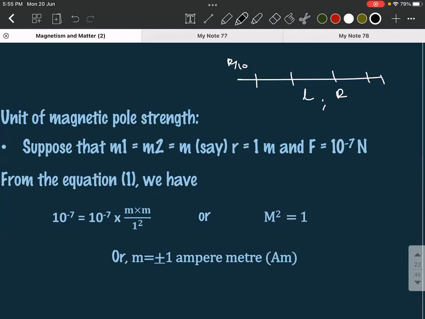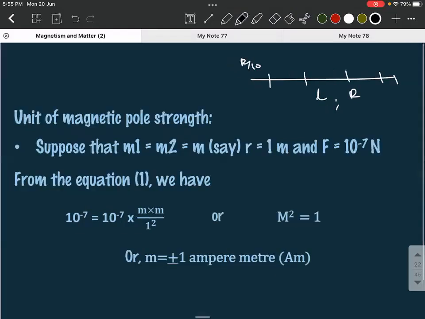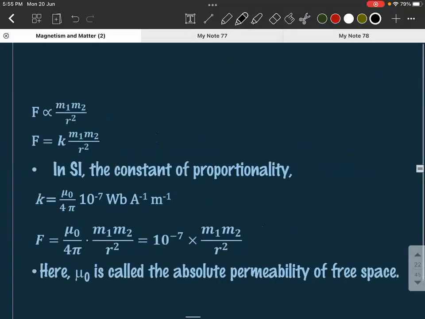Inside a magnet, the dipole moment and the magnetic field are in the same direction. Outside, no. Outside, the magnetic dipole moment is always from south to north. And the magnetic dipole moment will exist only within the magnet, whereas the magnetic field can exist outside as well.